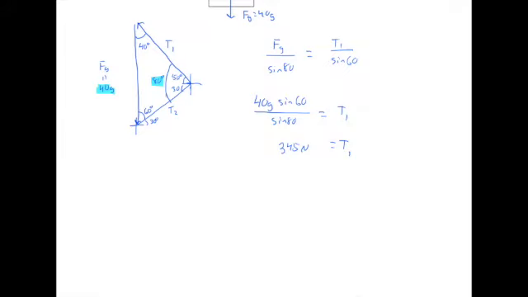Now we can do exactly the same calculation for T2. I just need to reference a different angle, because T2 has a corresponding angle of 40 degrees. But I still have this known combination of 40g and sine 80, so I'll use that again. So again, I have F_g over sine of 80, and that will equal T2 over sine of 40. I can do the same thing as before: take 40g times sine of 40 and divide all of that by the sine of 80, and that should give me the value of T2. If you run that through your calculator, you'll get 256 newtons for T2.